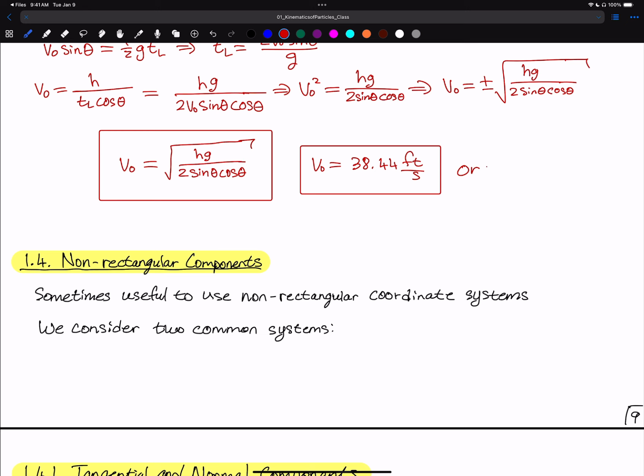Or you can convert this to 26.2 miles per hour. Okay, and that is the end of this video. In the next one, we'll start working on non-rectangular components.